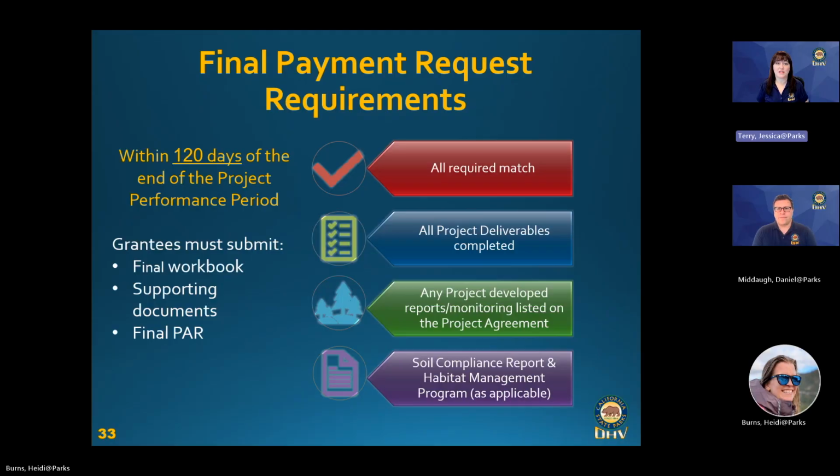All your project deliverables should be complete, and if they aren't, you should leave the funds in relation to what you didn't complete unexpended, and you'll tell us information about that on the PAR to help us understand why you're leaving the funds. And if you have documents listed on your project agreement within your deliverables, like reports or monitoring, please do send those in. We often will send that to our environmental science team.